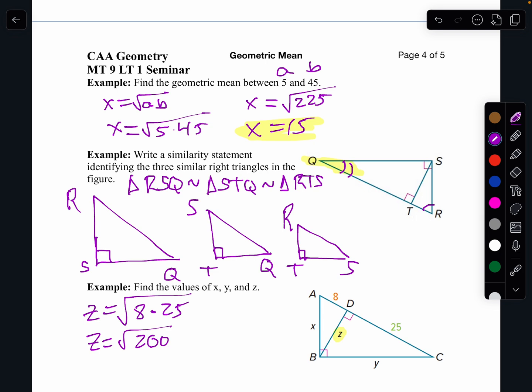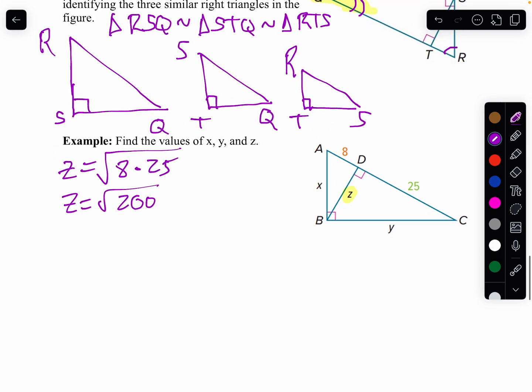So now we get to some practice with making some factor trees. So what goes into 200? Well, 100 times 2. The square root of 100 is 10, so I get 10 square roots of 2. And there's more than one way to make this factor tree, but I chose to do it this way.